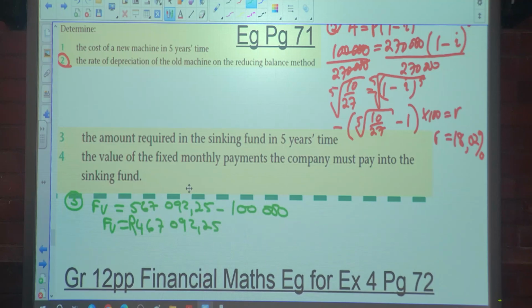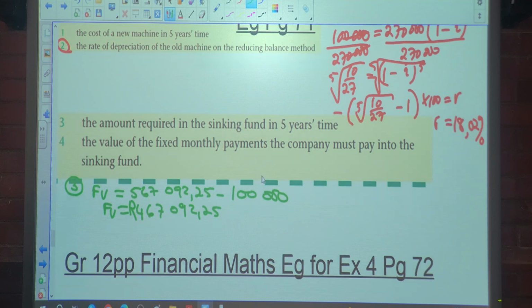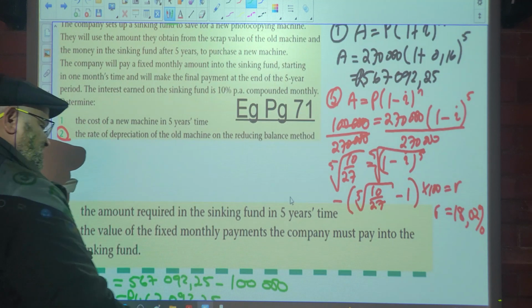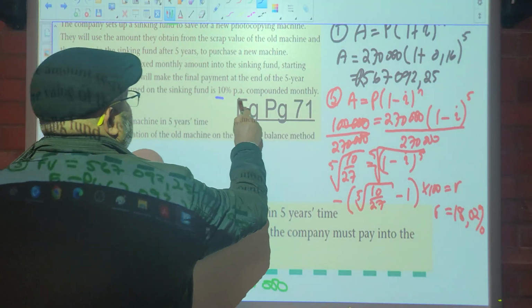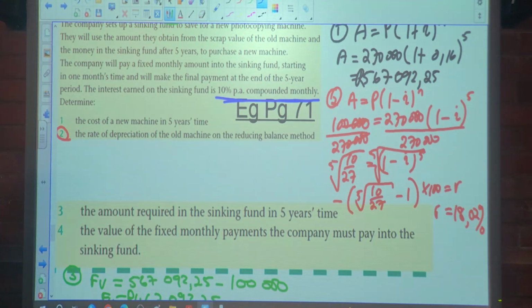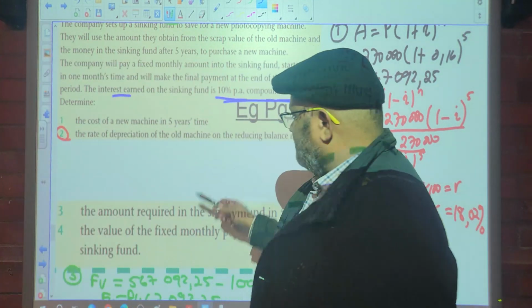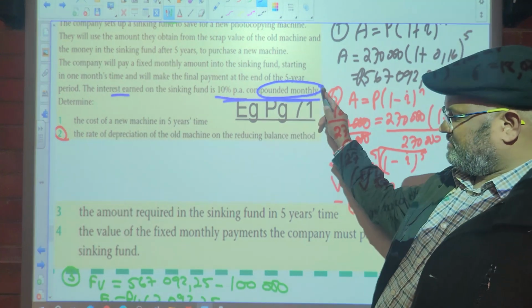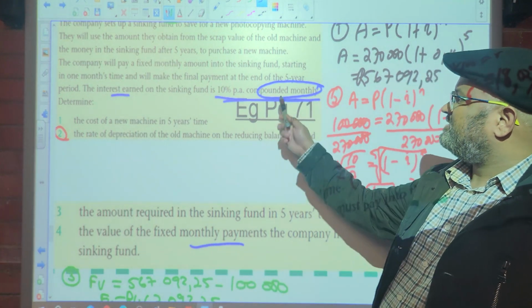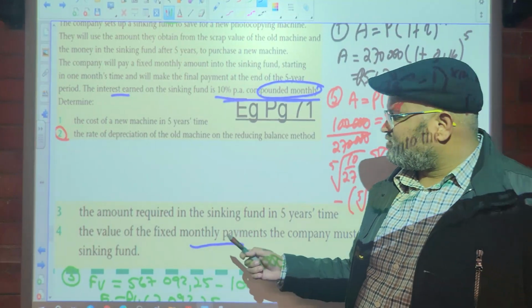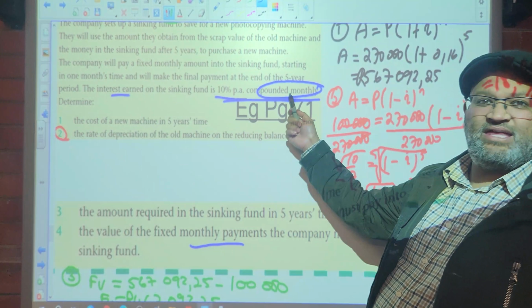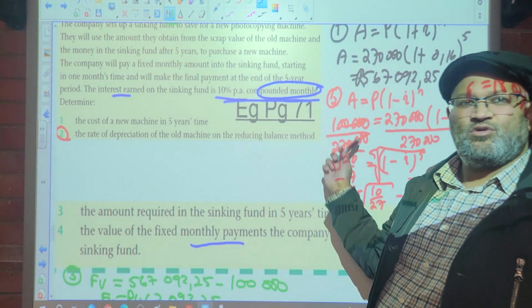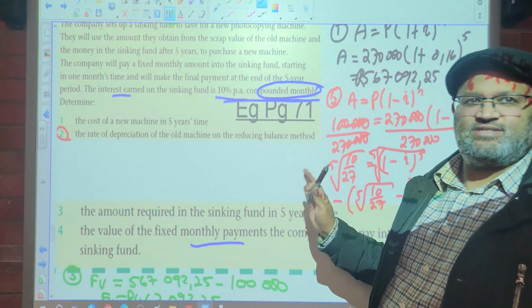And the next question says, the value of the fixed monthly payment the company must pay into the sinking fund. Remember that for the sinking fund, the fund will be earning an interest of 10% per annum compounded monthly. So, is the payment frequency in line with the compounding? Yes, as you can see, it's a monthly payment, compounded monthly. If this was a quarterly payment compounded monthly, I would change the interest to compounded quarterly. We always change the interest.